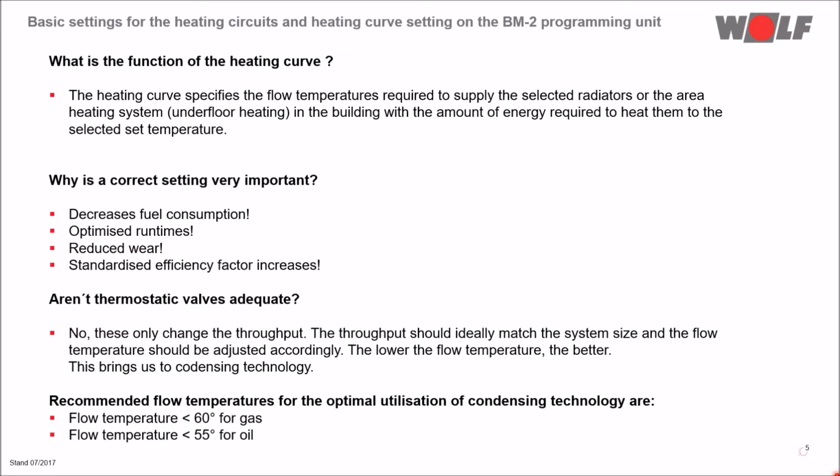Aren't thermostatic valves adequate? No, this only changes the throughput. Having said that, the throughput should ideally match the system size and the flow temperature should be adjusted accordingly. The lower the flow temperature, the better. This brings us to condensing technology. Recommended flow temperatures for the optimal utilization of condensing technology are less than 60 degrees for gas and less than 55 degrees for oil.